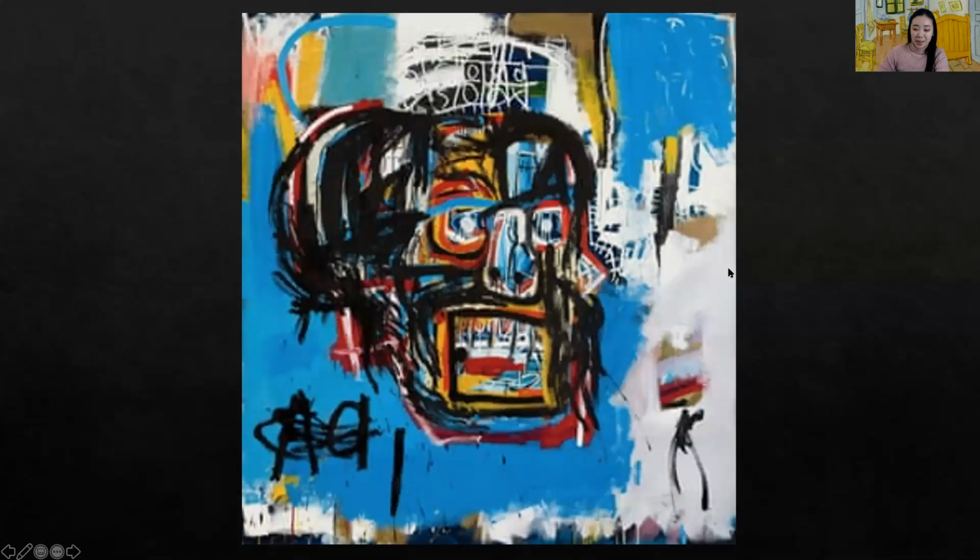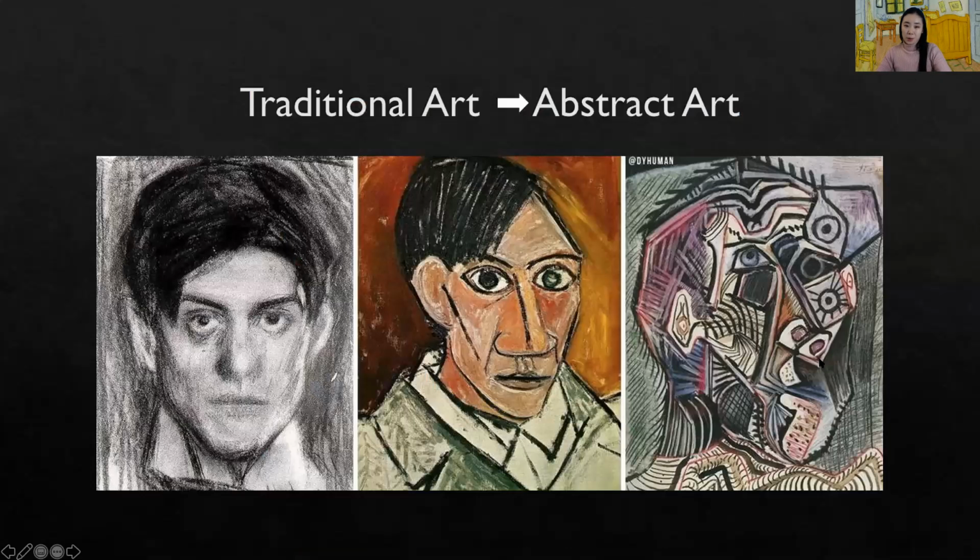And this is Basquiat's self-portrait. We learned that many modern artists had already mastered the traditional, in other words representational, art style like the one on the left. But because of the photograph's invention, they abandoned the traditional style and sought a new style of art like this, Pablo Picasso. So we can see his work change process here.